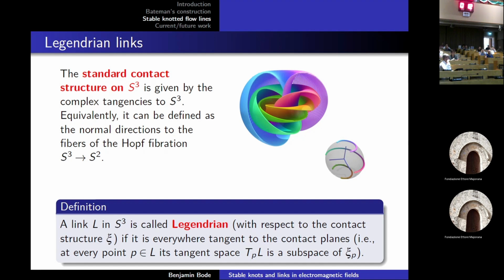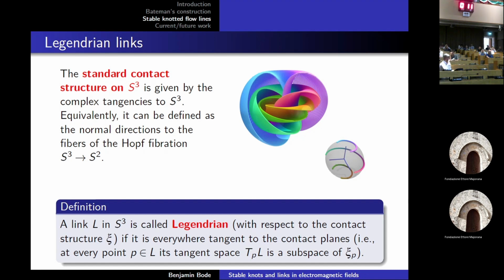If you have such a contact structure and you have a link in your manifold, you can look at how your link is positioned relative to these contact planes. And a very useful definition for us is this one. A link is called Legendrian if it is everywhere tangent to these contact planes.